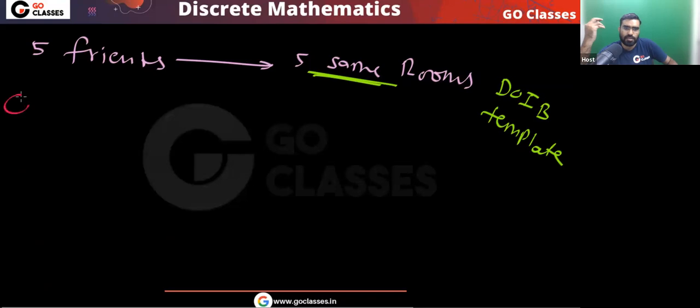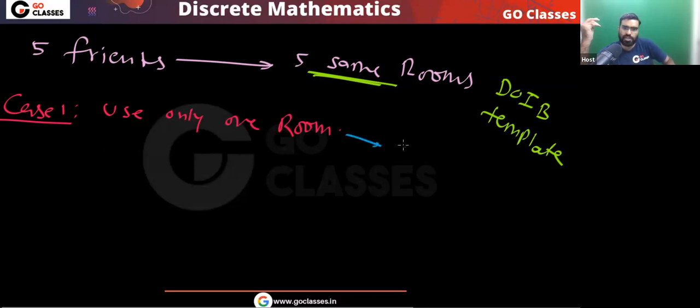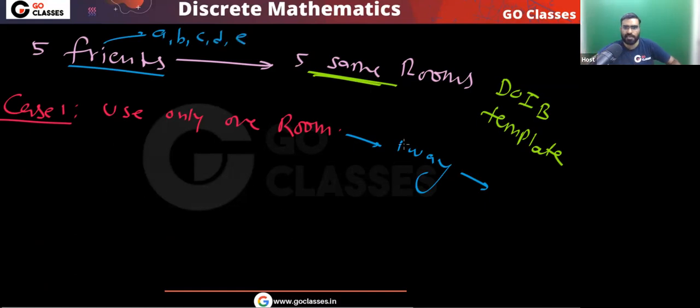So let's solve it. Case number 1, use only one room. If I use only one room, then how many ways? Go in a systematic way. There is only one way because all these people will be together. There are 5 friends. Let's call them A, B, C, D, E.